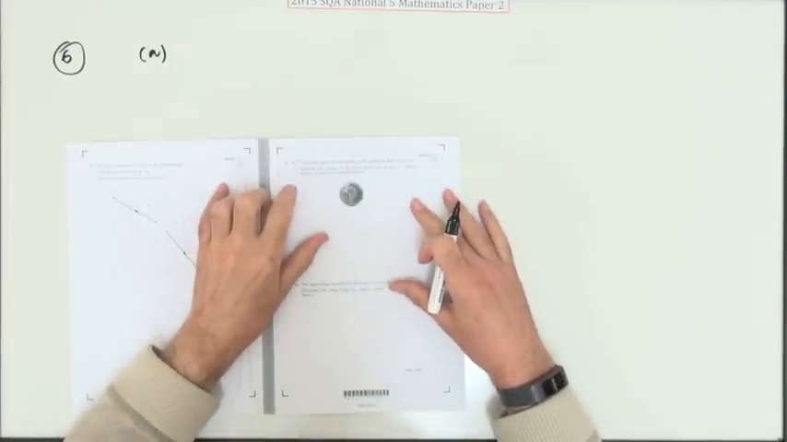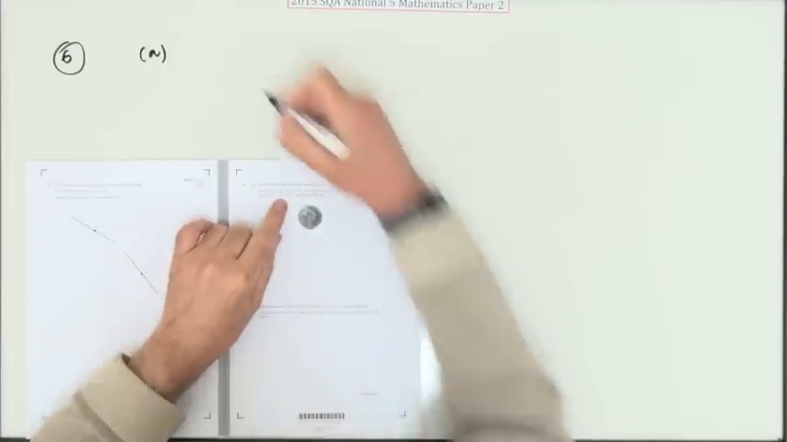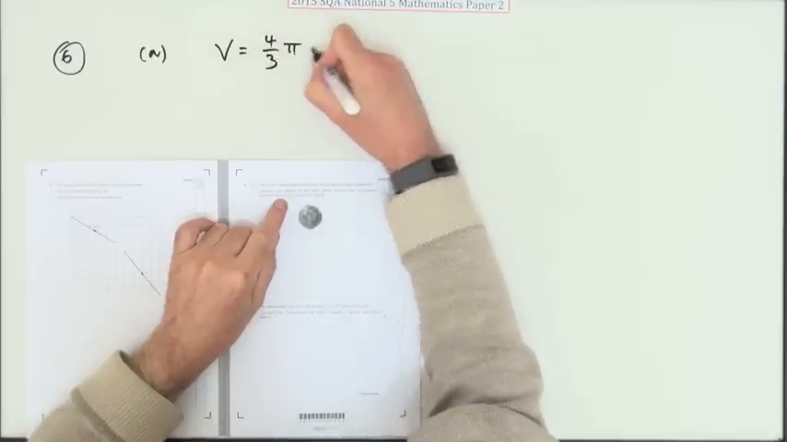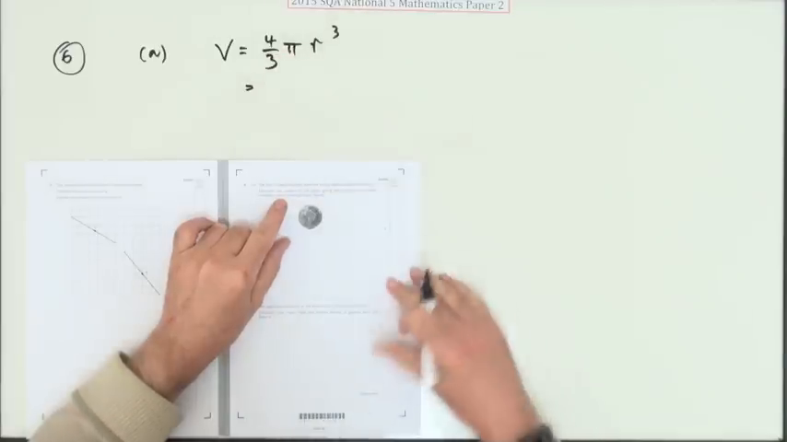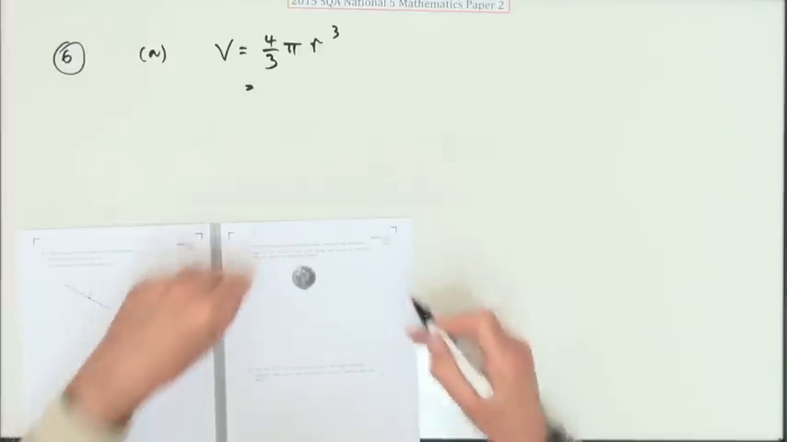So what's this? 6 part A. The Earth is approximately spherical and gives you the radius. What's its volume? So that's the volume of a sphere. So you look it up. 4 upon 3 pi r cubed. It says give your answer in scientific notation to two significant figures.